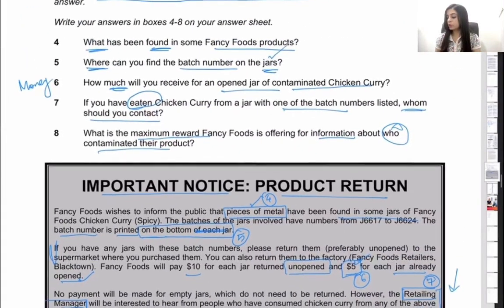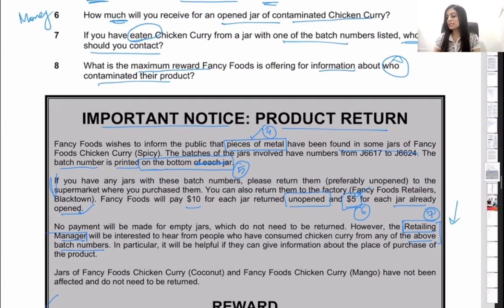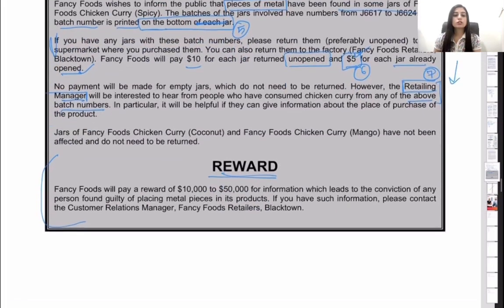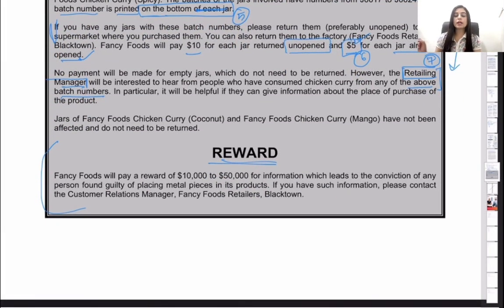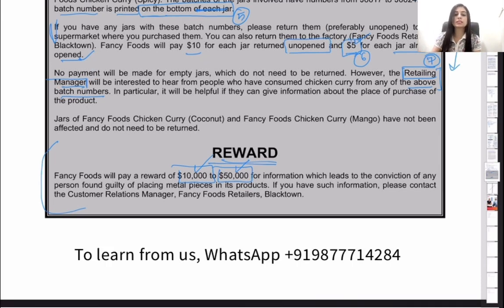Last but not the least, we are left with one question. Maximum reward for informing who contaminated the product. So what is the maximum reward? Again, reward would be money, so we just have to locate numbers. These are the two numbers, so minimum, maximum. So $10,000 to $50,000. Now maximum reward is obviously 50,000.